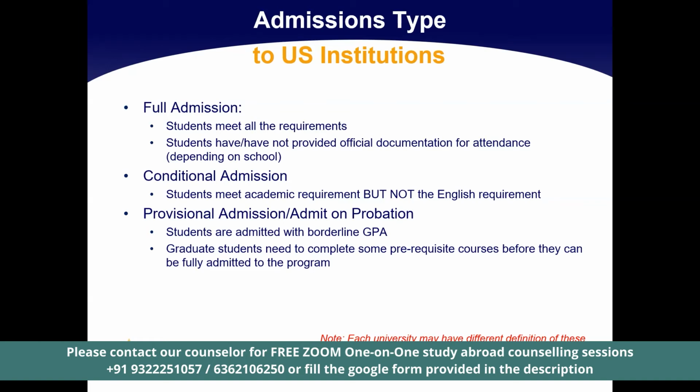Provisional admission, or admit on probation, means that you have a very borderline GPA and we want to give you a chance to give it a try when you come to the university. In that case, if you are admitted on provision or on probation, we will have that recorded in our system, so we know that we have to pay more attention to you. So these are the admission types that we have, at least as an example at our institution.